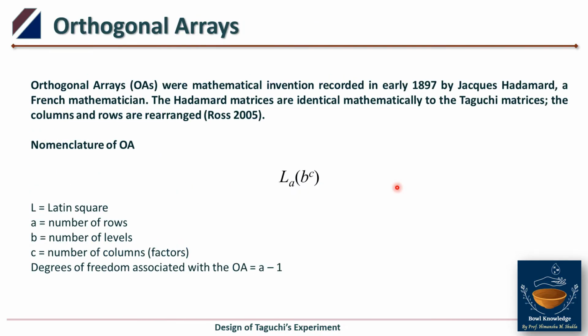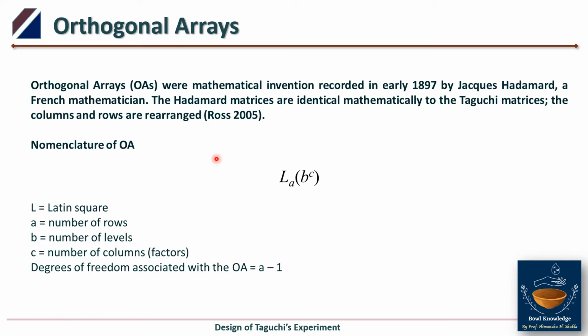Then coming to orthogonal arrays. So orthogonal arrays were a mathematical invention recorded in early 1897 by Jacques Hadamard, a French mathematician. So the Hadamard matrices are identical mathematically to the Taguchi matrices. So it is basically the adaptation of Hadamard matrices, but Taguchi has used it for conducting the experimentation with some rows and columns rearranged. So what is the nomenclature of OA?